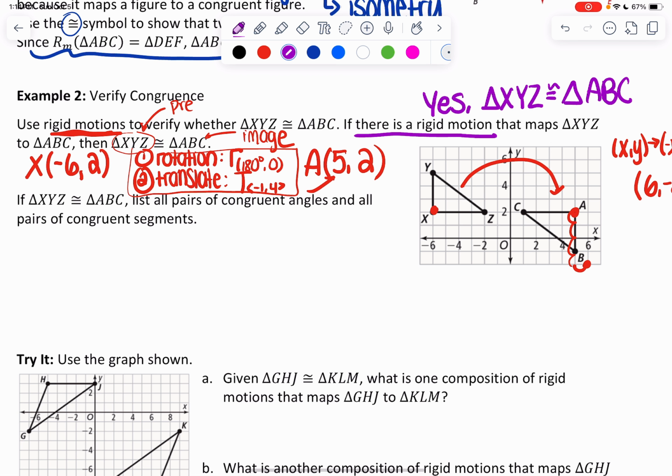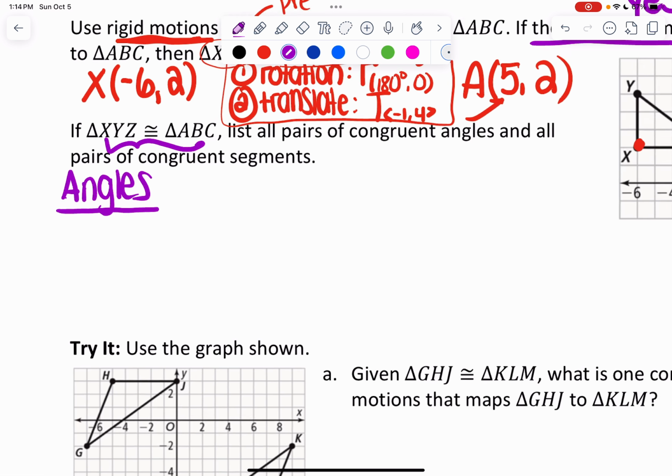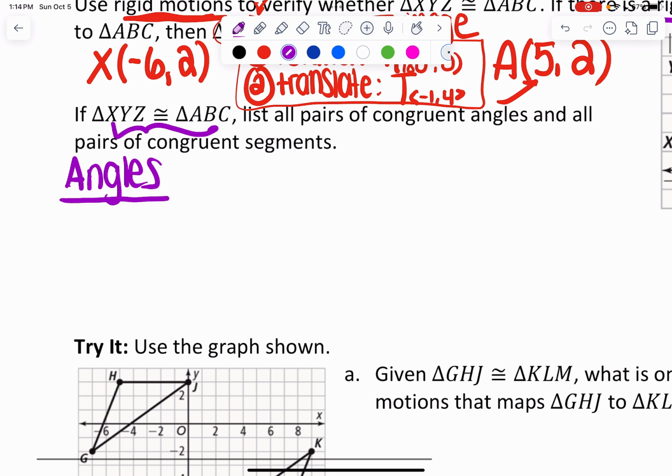Okay. So once we have congruency, this is what's known as congruency statements. What we can do is we can match all the angles and line segments together. So I'll show you how to do angles first. For angles, there's 3 pairs because there's 3 angles. You're going to match the first layer to first layer, second layer to second layer, and third layer to third layer. So here's what it'll look like.